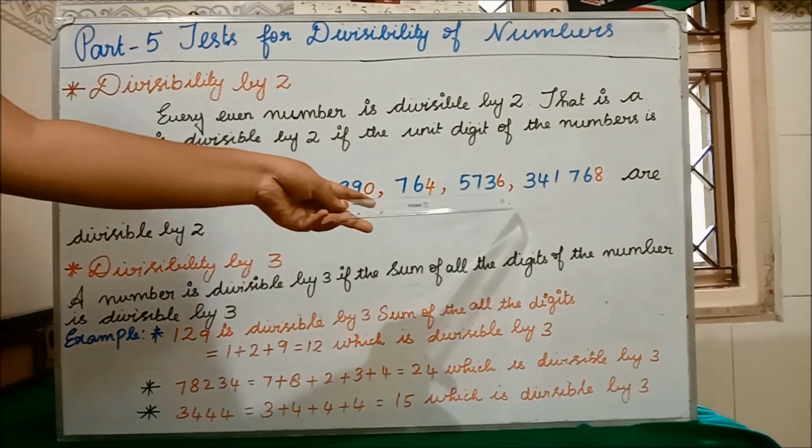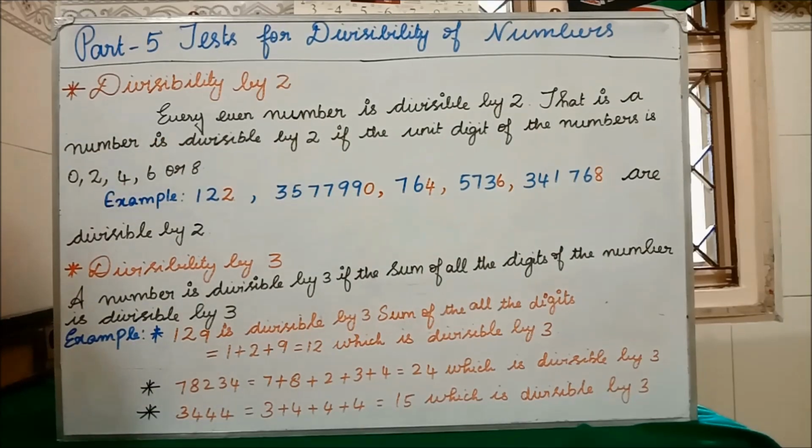Similarly 5736. Here also in the unit digit we are having 6. Similarly if you see the last one, the unit digit is 8. So these numbers are divisible by 2. Immediately if you see a number, if you want to know whether it is divisible by 2, you have to see the last unit digit. Either it should contain 0, 2, 4, 6 or 8. If this digit is in the unit place, that number is surely divisible by 2.